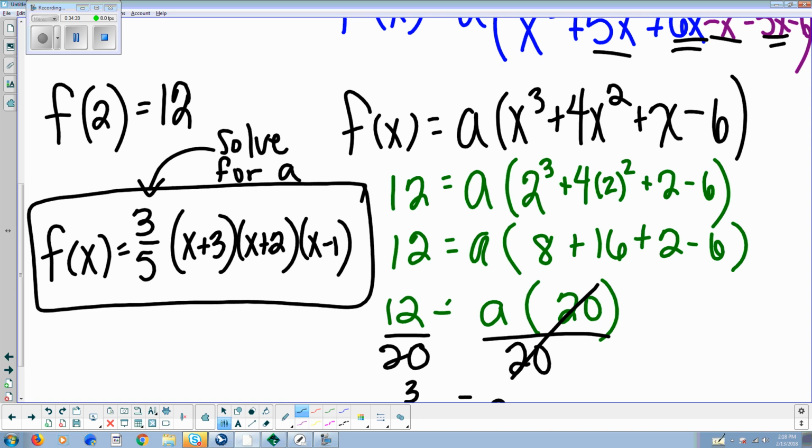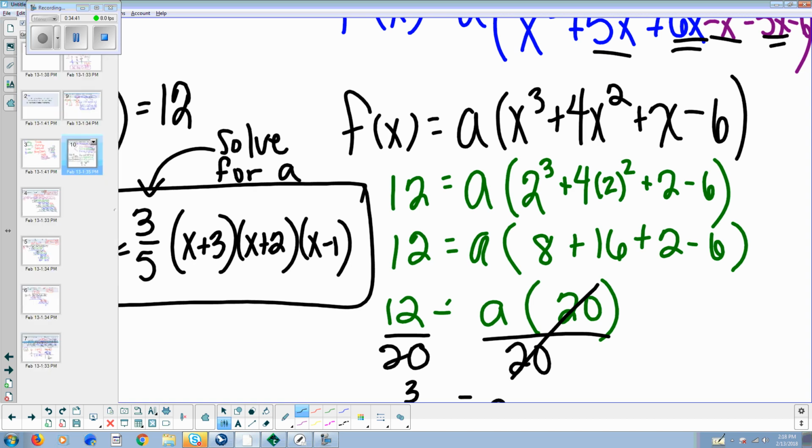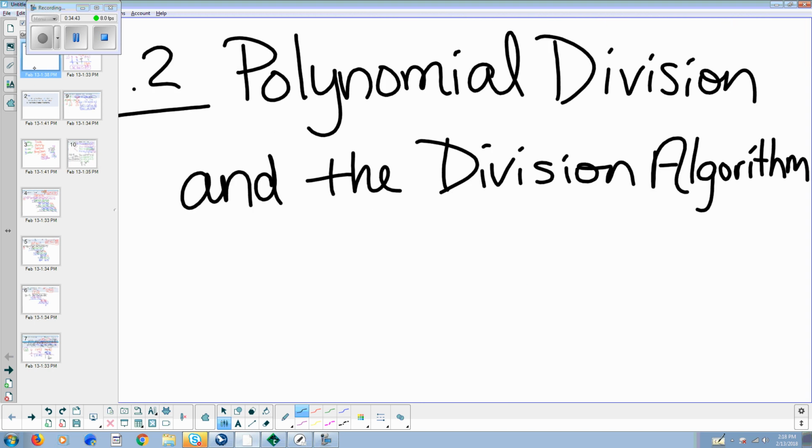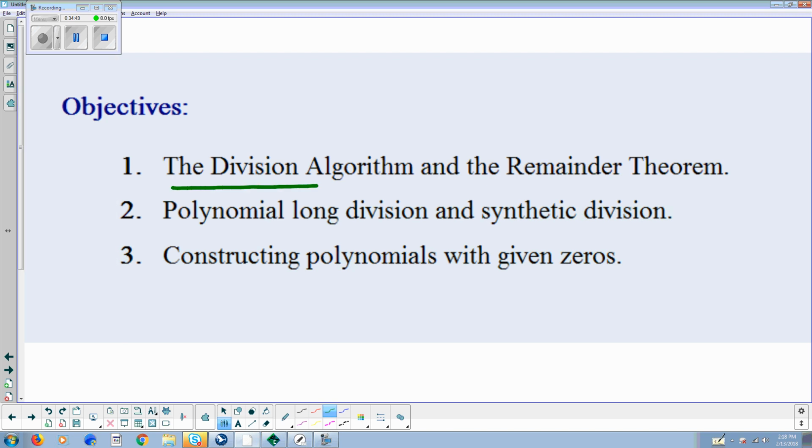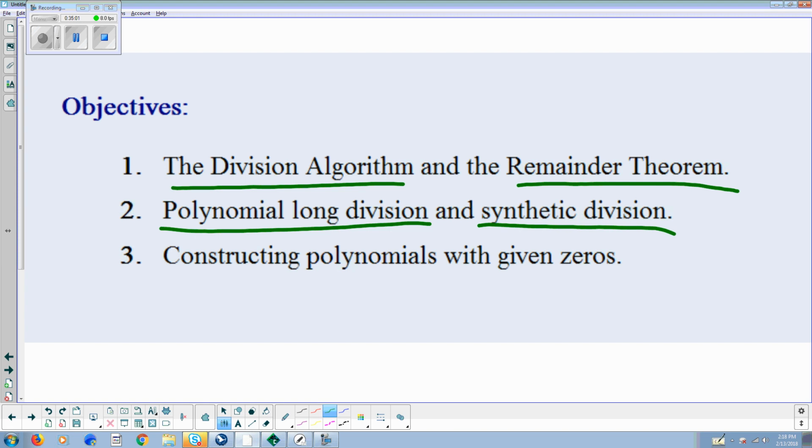So I hope that this video has helped you with our learning objectives for the lesson. Our objectives were to learn about the division algorithm. I think we got that. Daddy, mommy, sister, brother. The remainder theorem, that's where you can take a potential zero, substitute it in, and see what the remainder would be. Polynomial long division and synthetic division. And we've talked about constructing polynomials if you're given specific zeros and criteria.